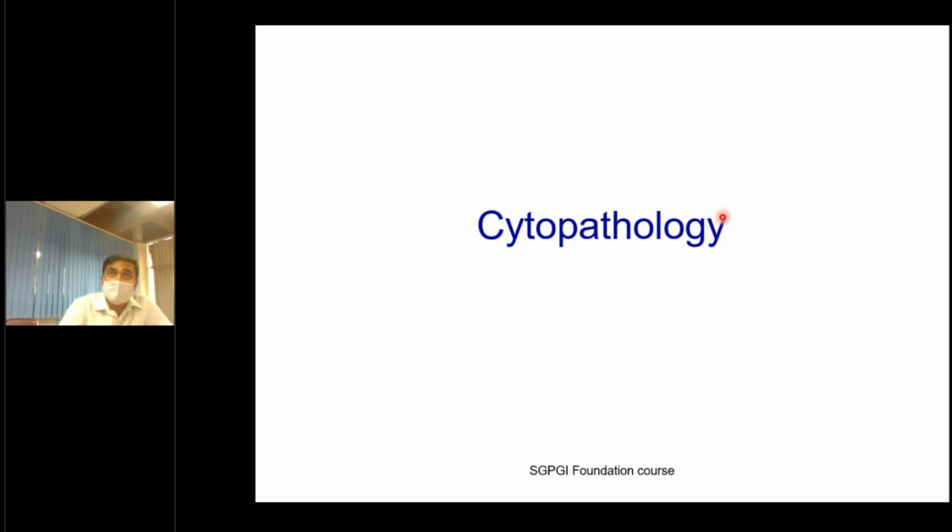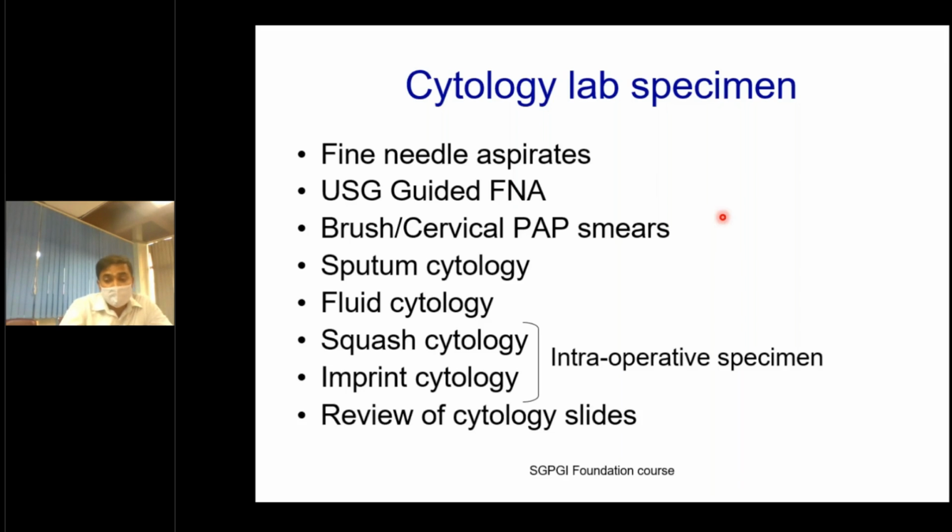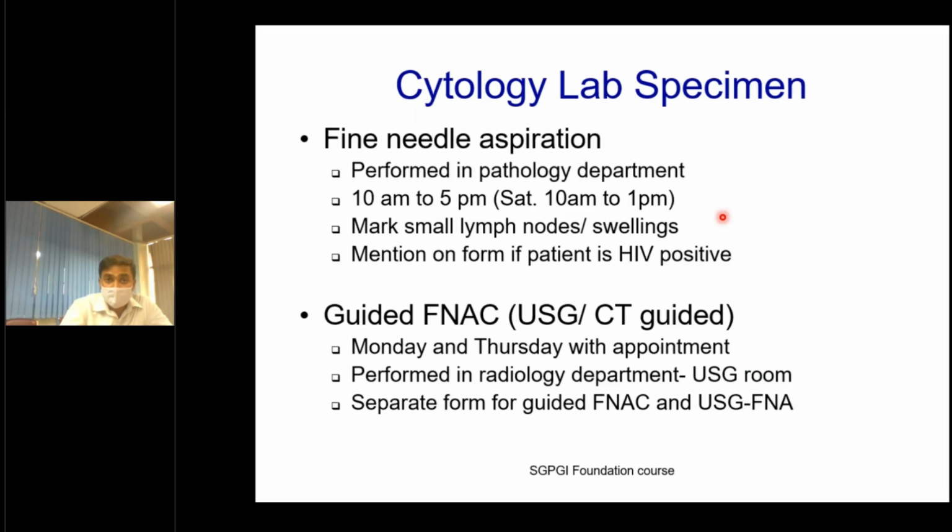In our department, we also have a cytopathology section, and we receive specimens of FNA, USG guided FNA, pap smears, sputum cytology, fluid cytology, squash cytology, and imprint cytology. While squash and imprint cytology are intraoperative specimens, we also get slides for review, which are done outside, and we review the cytology slides.